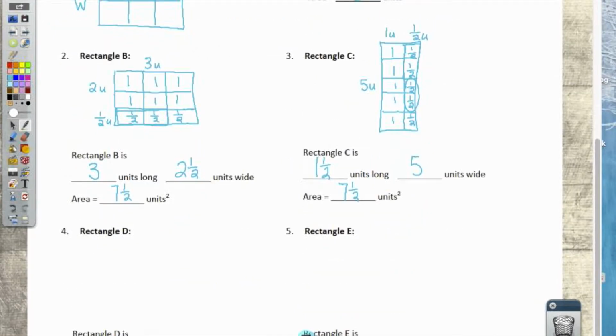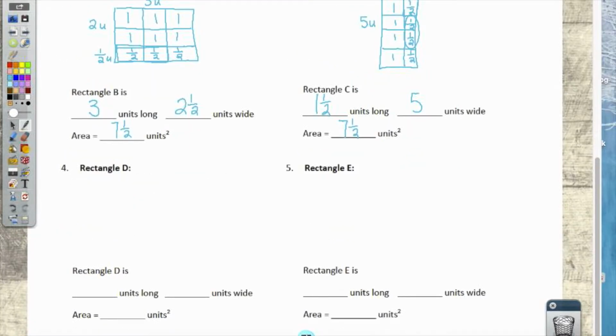Rectangle D. Was it almost a square? I have a pretty good memory, don't I? Okay, so then it looked like this and that. And these were 1, and this was 3/4. Okay. So over on the side, well, we've got 2 units for the length, right? Okay. And we've got 1 unit, and then we've got 3/4 units. So that's 1 plus 3/4.